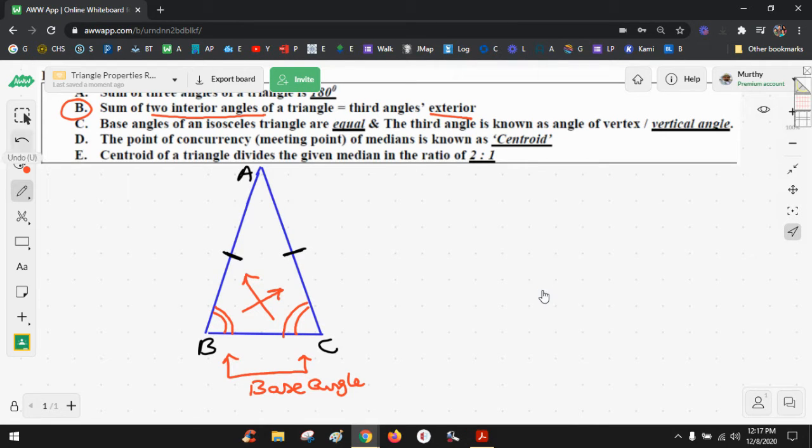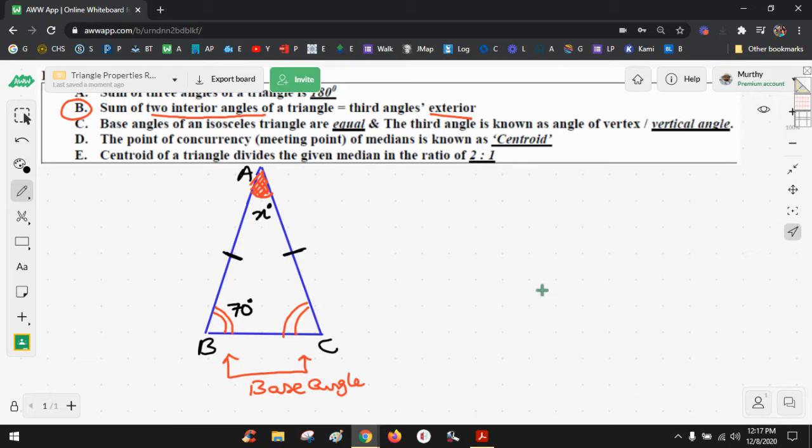And the third angle, which is not marked, let's say that the third angle is here. This is the third angle. We call this the angle of vertex. So what kind of questions can you expect? For example, say that in this particular diagram, I'm taking angle B equals 70 degrees, and what is the value of angle A?